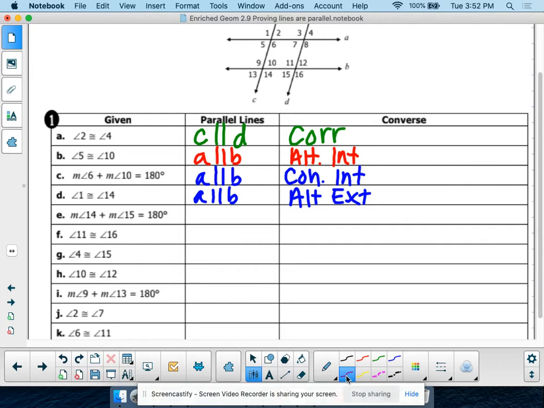14 and 15 add to 180. Is that special? Sure is. Those are consecutive interior angles. So which lines are parallel? C and D.